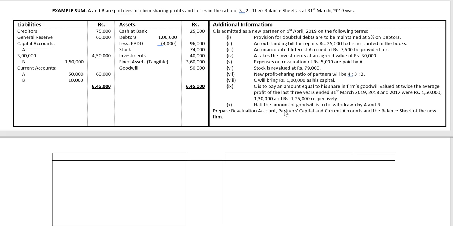And the final point, half the amount of goodwill is to be withdrawn by partner A and partner B. We are asked to prepare the revaluation account, the partners' capital and current accounts, and the balance sheet of the new firm.